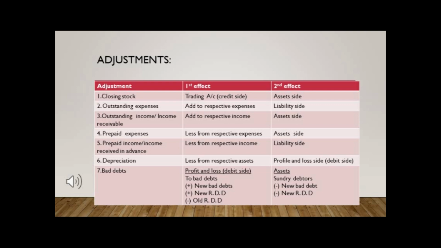The next is depreciation. Depreciation reduces the value of the assets. So therefore the first effect is we will subtract it from assets, and it is your expense, and therefore the second effect will come in profit and loss account debit side.